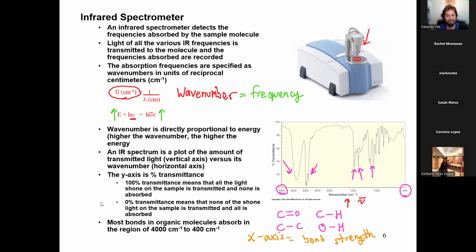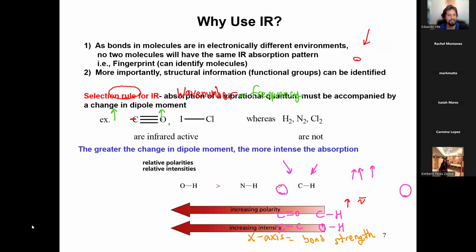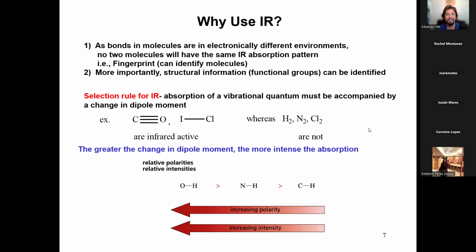All right, so how does that affect the y-axis? Let me go ahead and clear these drawings. All righty. In order to be visible in the IR spectrum that we take with the instrument, the bond has to have a dipole change. There has to be a change in the dipole.